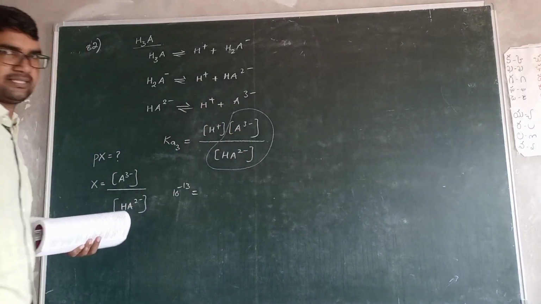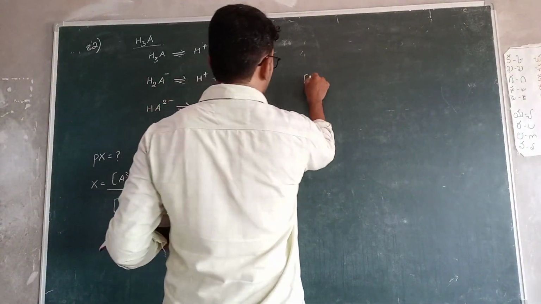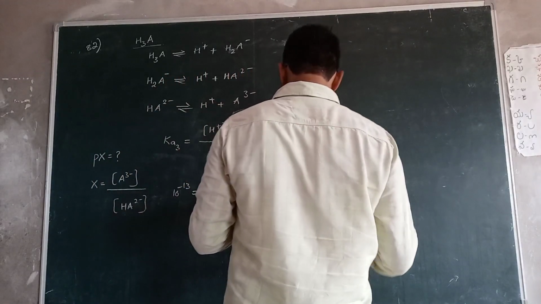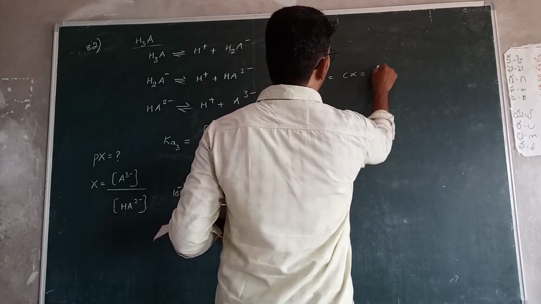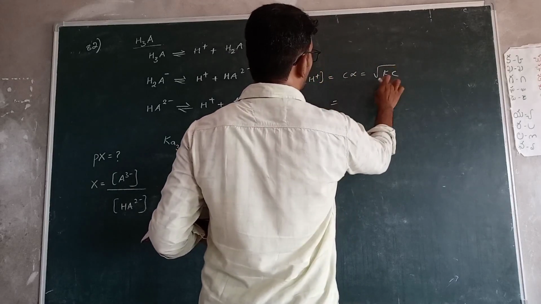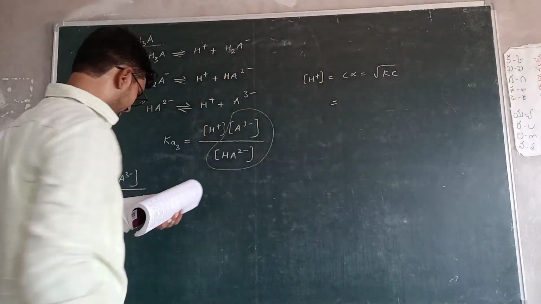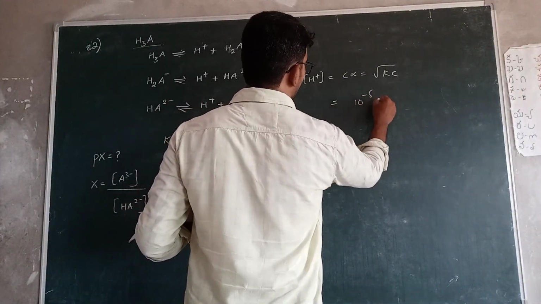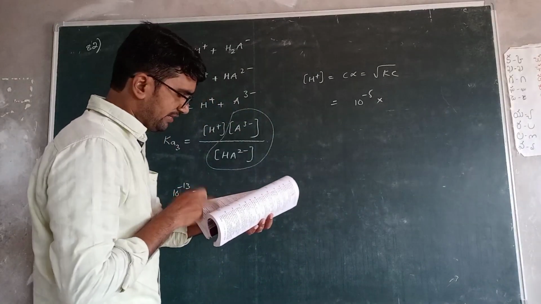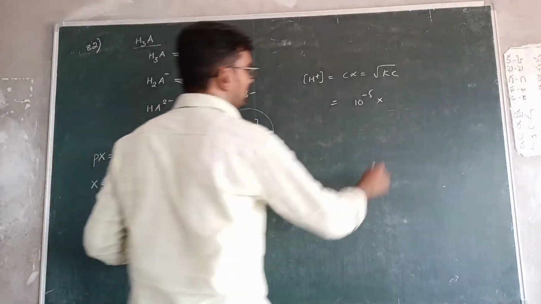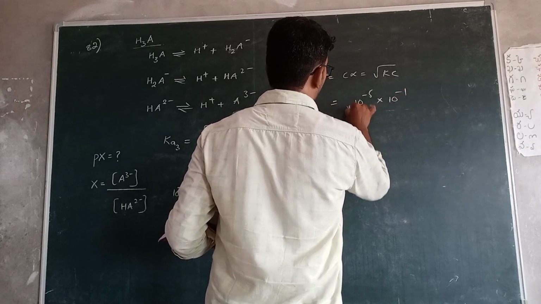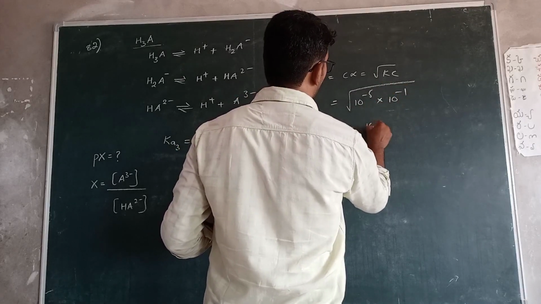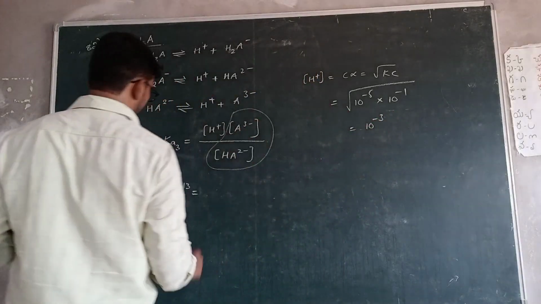What is the H plus concentration? Generally, H plus concentration is equal to C alpha, which is equal to root over Kc. So K is the first dissociation constant, that is K1. K1 value is 10 to the power of minus 1, and the C value is also given in the problem, that is 0.1, which is 10 to the power of minus 1. Root of minus 5 minus 1, minus 6. So 10 to the power of minus... this is the H plus concentration.